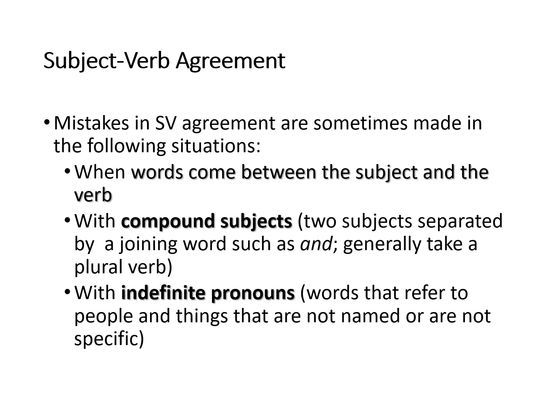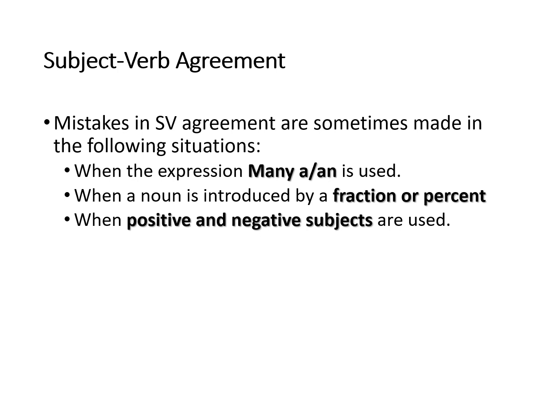First, mistakes are made when there are words in between the subject and the verb. Next, when there is a compound subject in a sentence. Third, when indefinite pronouns are used in place of nouns. Fourth, when the expression many a or many an is used. Fifth, when a noun is introduced by a fraction or percent. And lastly, when there is one positive and one negative subject in an English sentence.